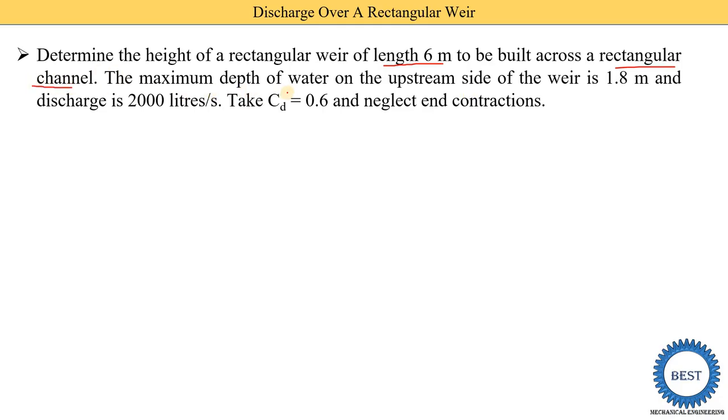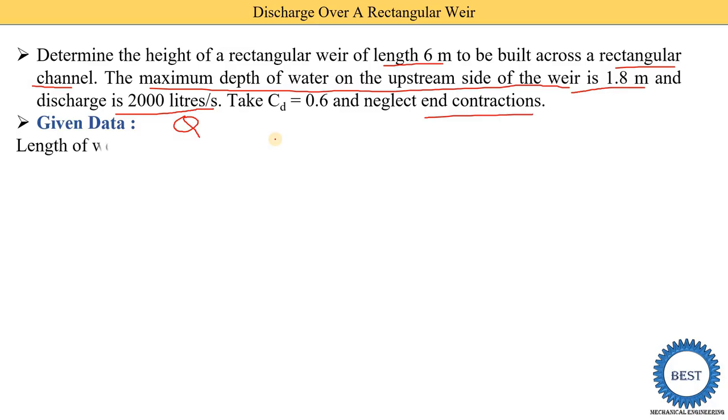The maximum depth on the upstream side of the weir is 1.8 meter. So here the word is different. Maximum depth of water on the upstream side of the weir means here the head is not given, but the total depth of the water is given, which we discuss later on. And discharge is 2000 liter per second, means Q is given. So this is the Q. Take Cd is equal to 0.6 and neglect the end contractions, means end contraction is 0.